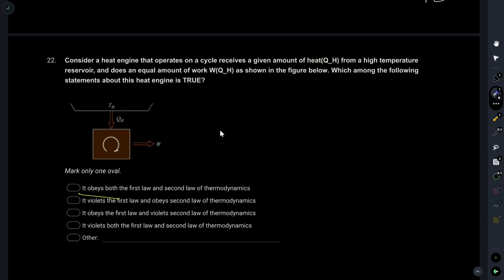So it obeys the first law and violates the second law. Among the options, the one that says it violates the first law is wrong, because it obeys the first law. So this is the correct one. Option C will be the correct one for this question.